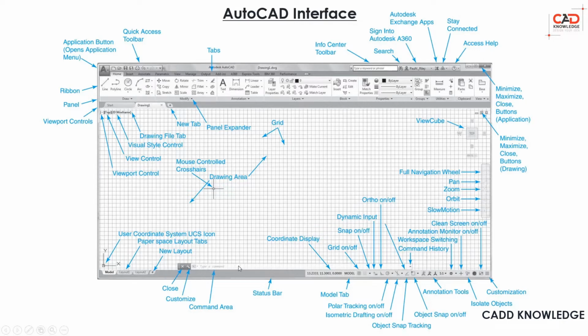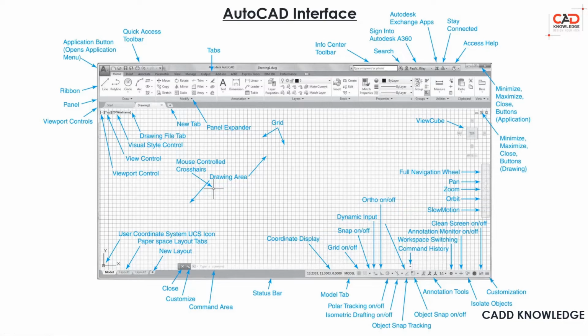And this is the command line or command area. From here we can customize it, we can close it, okay. And then this is the status bar, and this is the customization toolbar. These are the full navigation wheel, pan, zoom, orbit, okay. This is the view cube. We can minimize, maximize, or close the drawing window. We can use this one to close the whole file. This is the access help, stay connected. Various options or interface elements are there.